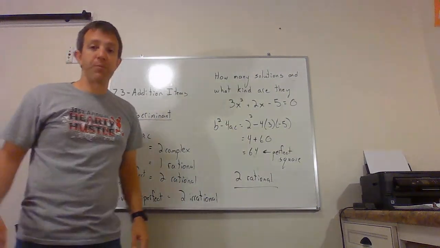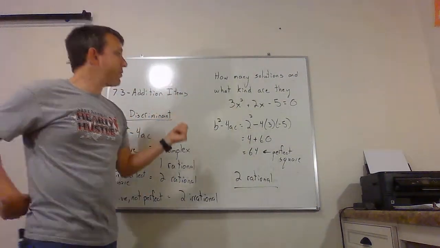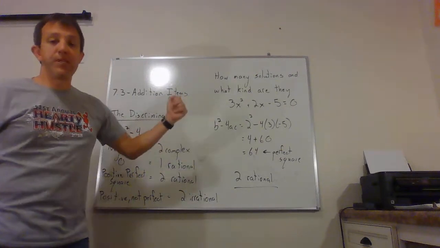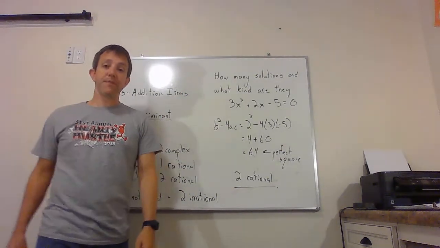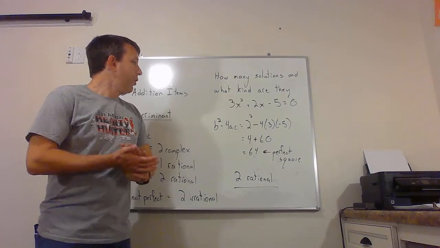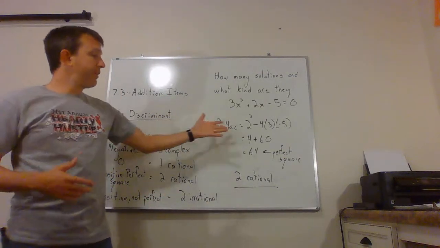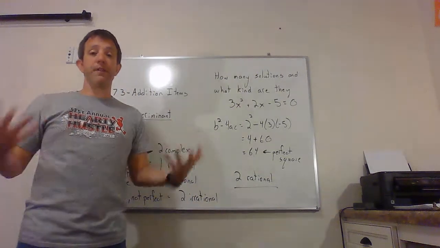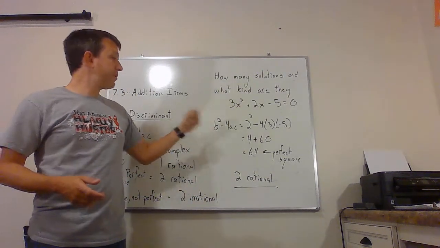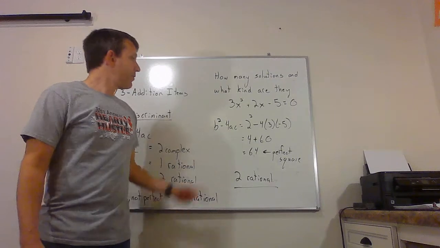So I have an example. We'll do one more on the next board too. It says how many solutions and what kind are they? And so we have the equation 3x squared plus 2x minus 5 is equal to 0. Well, all I have to do is plug it into the discriminant. I don't even have to worry about the square root or any of the rest of the quadratic formula, just the b squared minus 4ac.